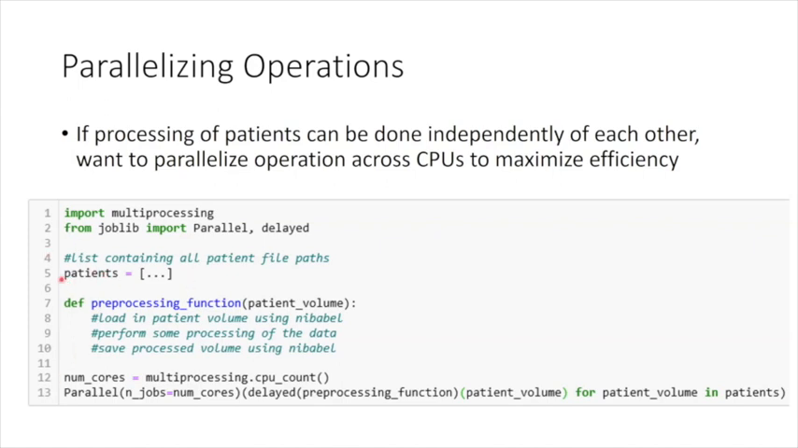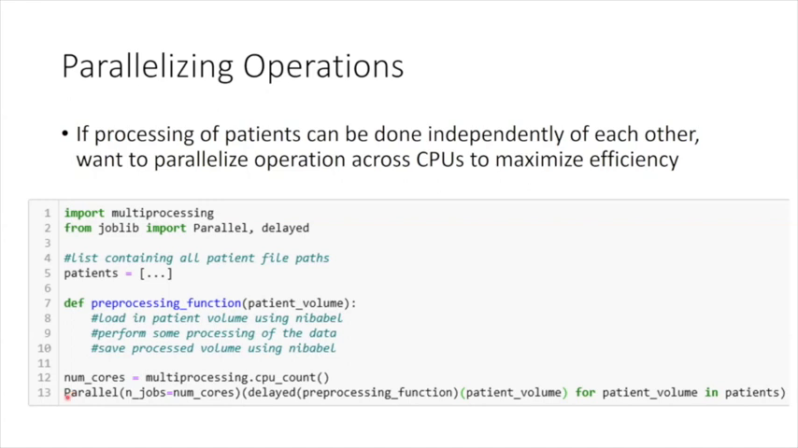So you're going to have a list of patients here. This list contains all your patient file paths, and you're going to have some pre-processing function. It can do anything. For example, in this case, we're going to load in the patient volume. Then we're going to perform some processing of the data. If you have neuroimaging data, you usually want to bias correct the image or skull strip the image, something like that. And then you're going to save this processed volume out again. Doing this sequentially would take way too long. Skull stripping and bias correction are pretty slow, and so you want to parallelize this across your CPUs.